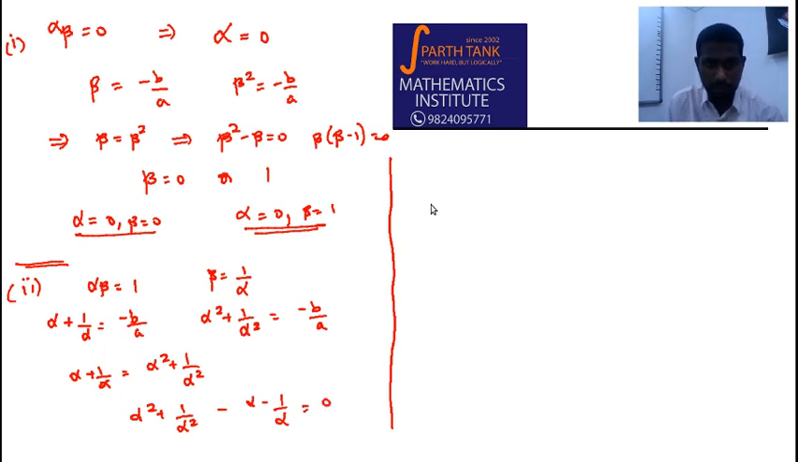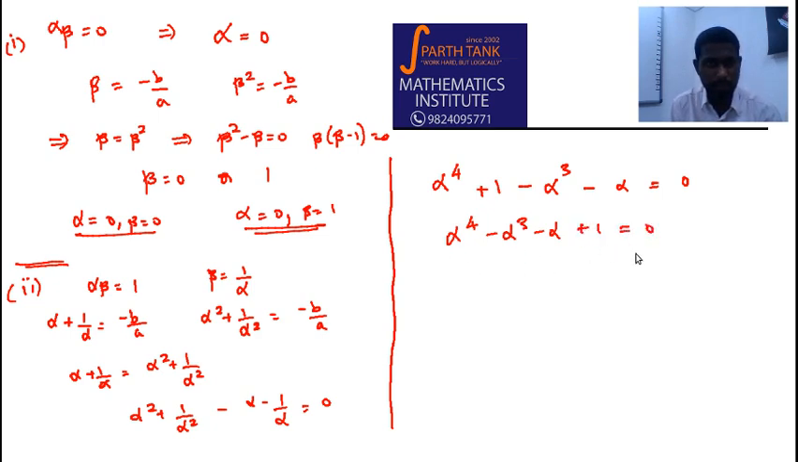Let us do the LCM quickly and consider only the numerators. I have alpha power 4 plus 1 minus alpha cube, minus alpha is 0, or alpha power 4 minus alpha cube minus alpha plus 1 is 0. Alpha is 1 is a root of this equation, if you see, right? If I put 1 in here, this whole equation becomes 0. So alpha is equal to 1 is a solution. And then how to find the other solutions?